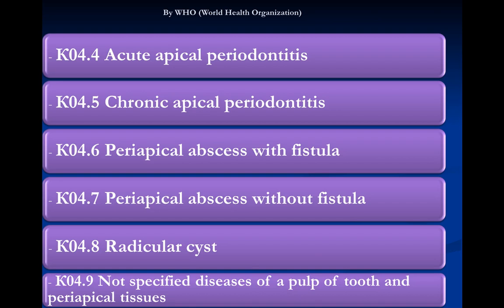Next classification by the World Health Organization. First, acute apical periodontitis, next chronic apical periodontitis, periapical abscess with fistula, periapical abscess without fistula, radicular cyst, not specified disease of the pulp of tooth and periapical tissues.